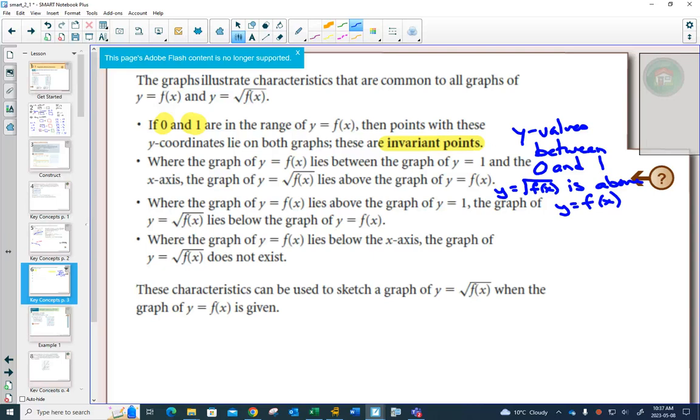The next one is saying that y values above 1, y equals the square root of f of x, is below y equals f of x. Because when you square root a big number, you get a smaller number.